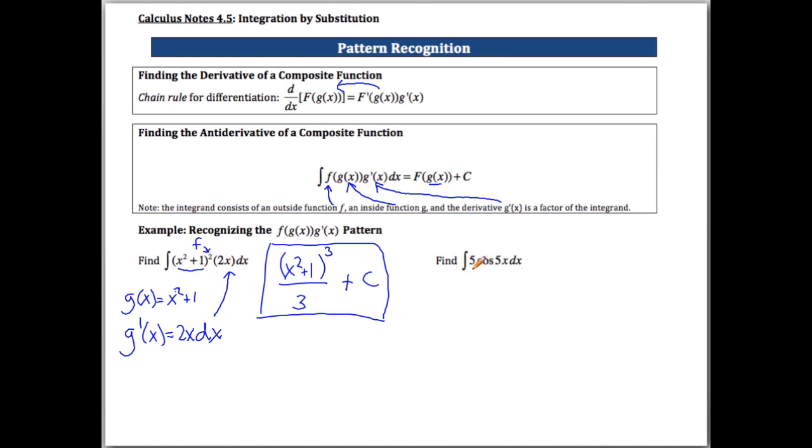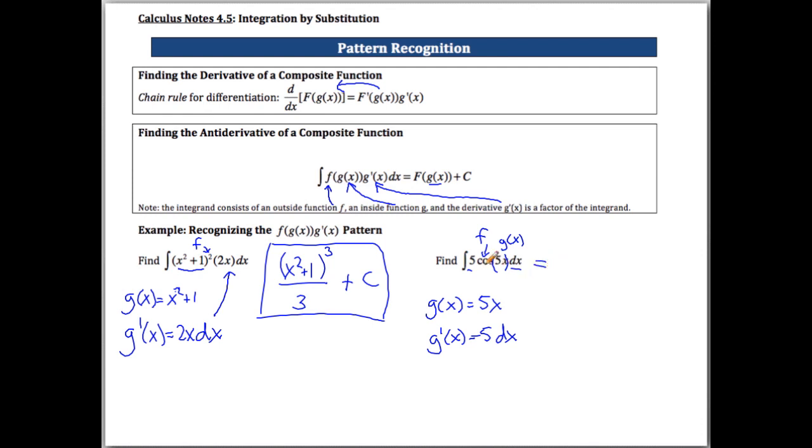So we have 5 cosine of 5x. So looking at this, our cosine is going to be our function. The 5x is going to be our g of x. And we need to find, is g prime of x out there? Okay, well if g of x equals 5x, then g prime of x is going to equal 5 dx. And you can see here's your 5 and here's your dx. So everything is laid out in this pattern, f of g of x times g prime of x.